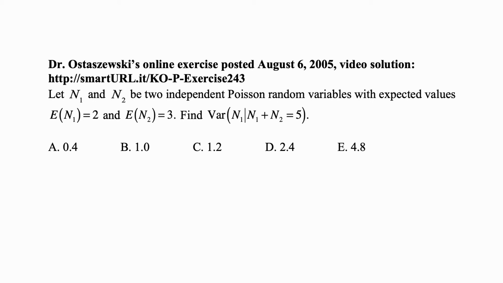Here's a problem for today for exam P on probability. Let n1 and n2 be two independent Poisson random variables with expected values E of n1 equal to 2 and E of n2 equal to 3. Find the variance of n1 given that n1 plus n2 is equal to 5.